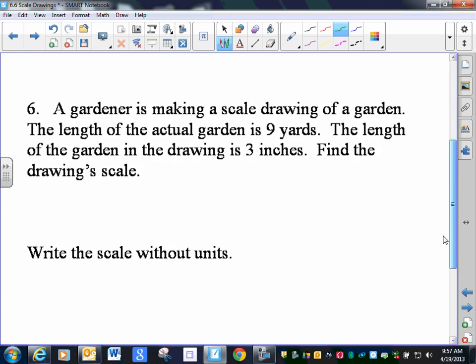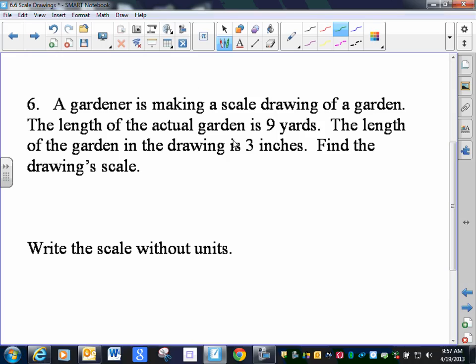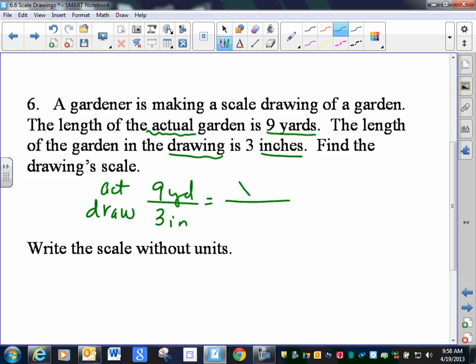Let's look at number 6 together. The gardener is making a scale drawing of a garden. The length of the actual garden, there's our key word, is 9 yards. The length of the drawing is 3 inches. Find the drawing scale. So what do we have? They give us 9 yards actual represents 3 inches on the drawing. So we want to know how many yards does 1 inch represent. That's what it means when it says find the scale. It's a unit rate that we're looking for.